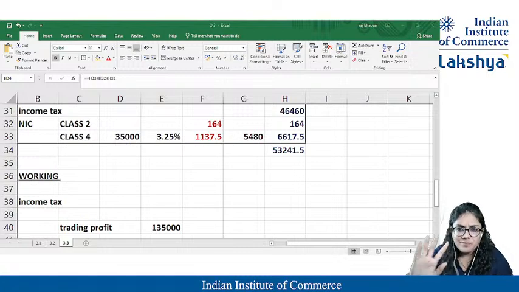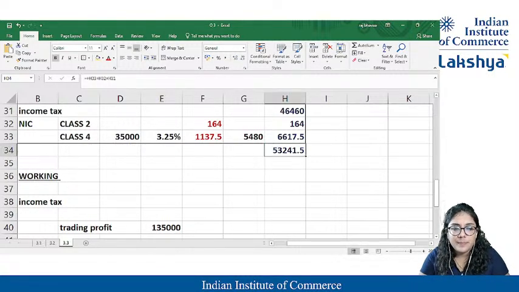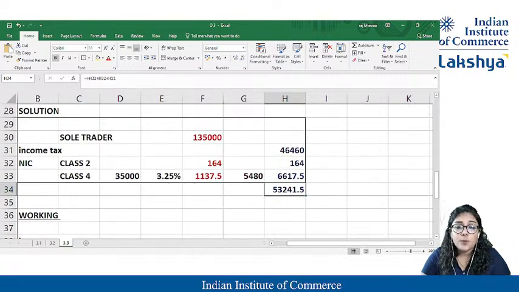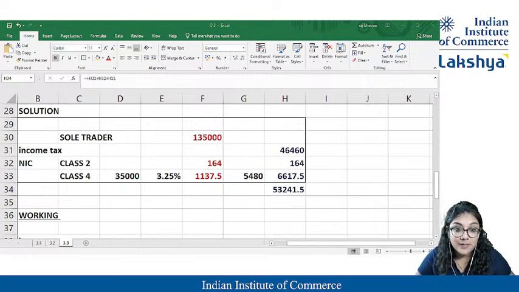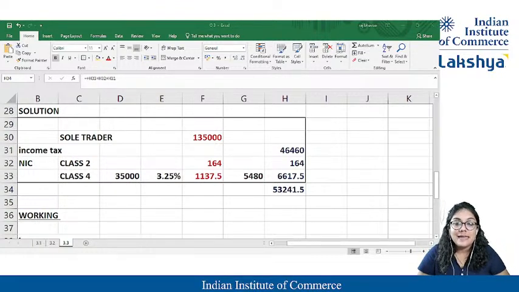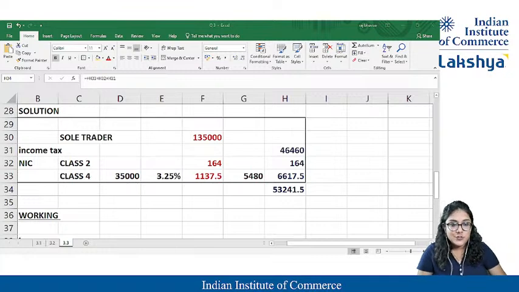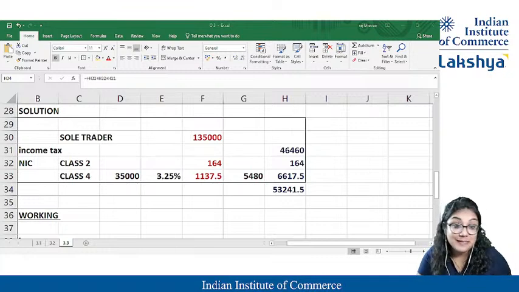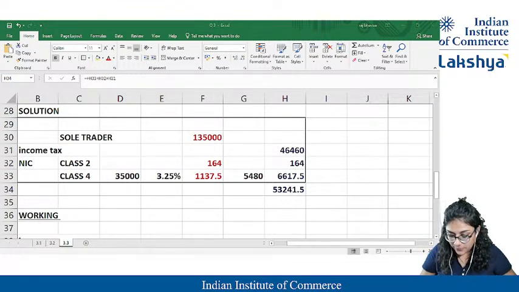I don't think there was any problem in that. The concept of sole trader becomes very easy, because we have already covered a lot of individual taxes, so I don't think there is any difficulty in doing so. Can we move ahead? Let us read the question again and then I can show you the solutions, how they have created them in the answers. No worries, need not worry.